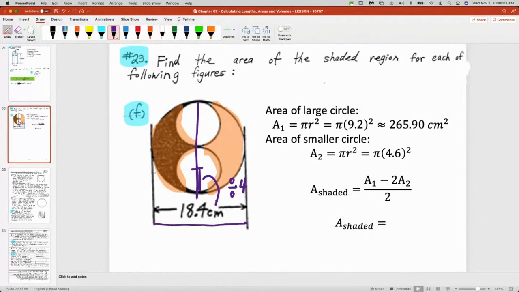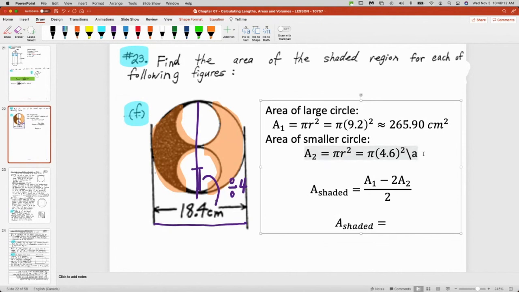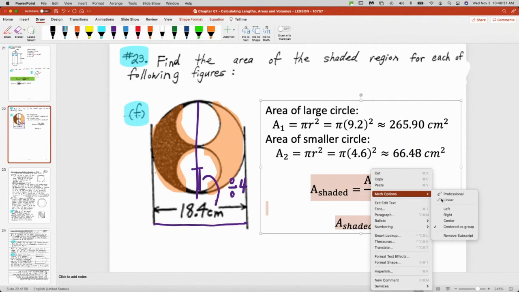So 4.6 squared times pi is 66.48. So going back here, or the 9.2 divided by 2. I like your argument, Nicholas. That's the way that I actually did it in my head as well. But the way that I showed it on the screen is for perhaps someone that didn't see that pattern. But I like the way that you did it.